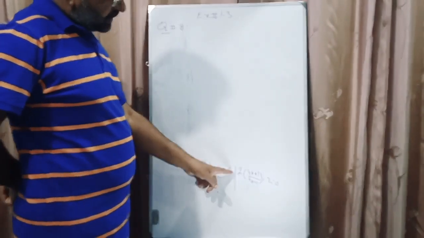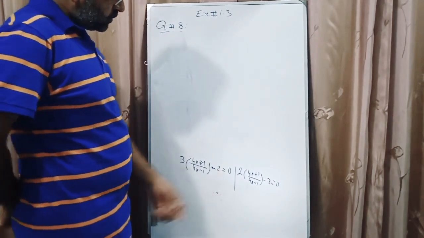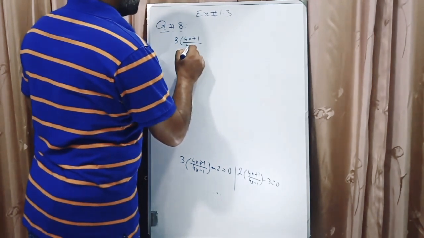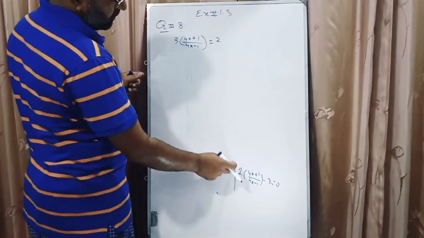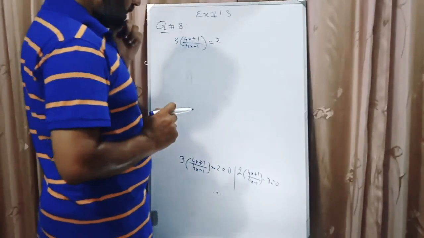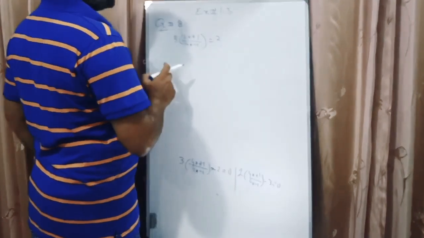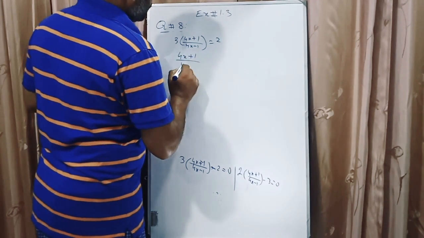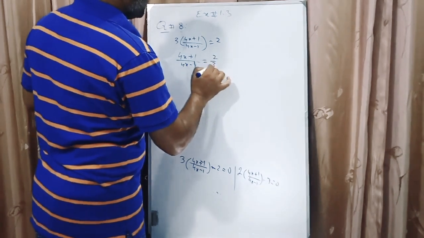So this minus 2 to the other side will become plus, and this 3 is multiplying with the term, and when we transfer it to the other side it will divide. So I will write 3 into 4x plus 1 over 4x minus 1 is equal to 2, because this 2 is minus, and when we transfer it to the other side it will become plus. And now this 3 is multiplying, when we transfer it to the other side it will divide, and we will get 4x plus 1 over 4x minus 1 is equal to 2 over 3.